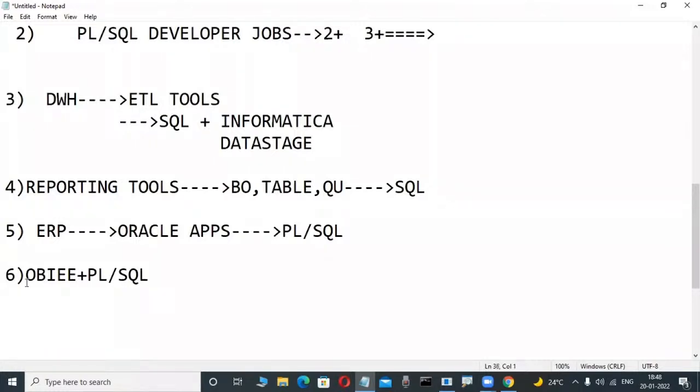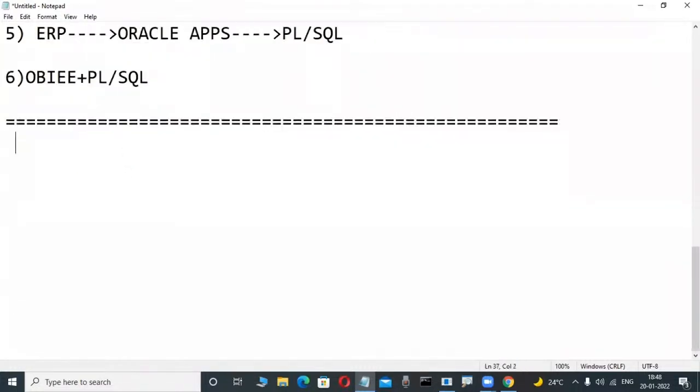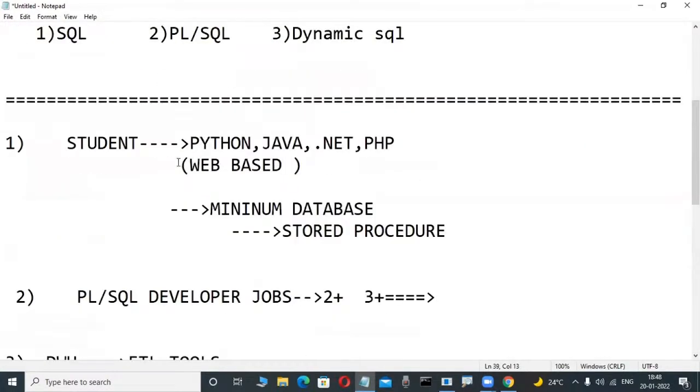Then different persons: suppose you are not interested in the programming side, and you want the administration side and jobs there. In that case, DBA courses are there: Oracle DBA, SQL Server DBA, MySQL DBA, database administration courses. These persons also need minimum knowledge before learning those courses. Minimum SQL knowledge is required, so they also learn these courses.